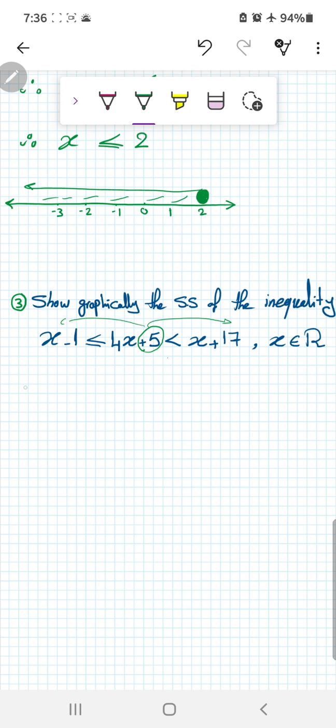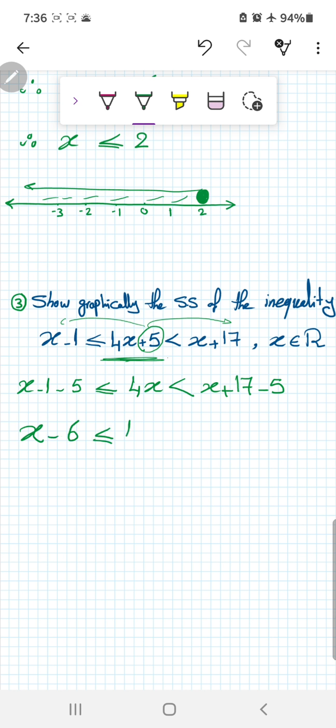So here we have x minus 1, remove 5, it will be -5, less than or equal to 4x less than x plus 17 minus 5. First, remove the number in the middle. So x minus 1 minus 5 will be -6, less than or equal to 4x less than x plus 17 minus 5, which is 12. So here we have x minus 6 less than or equal to 4x less than x plus 12.